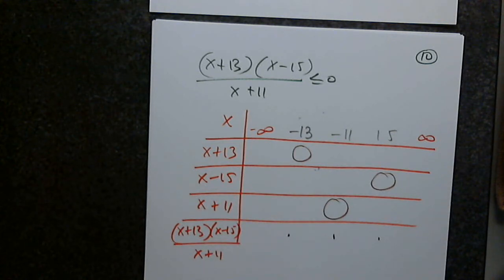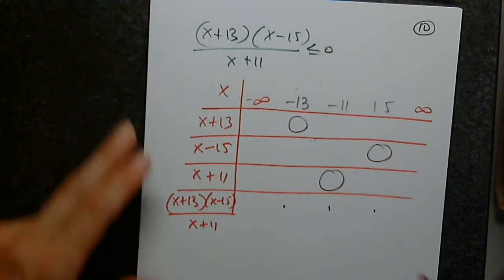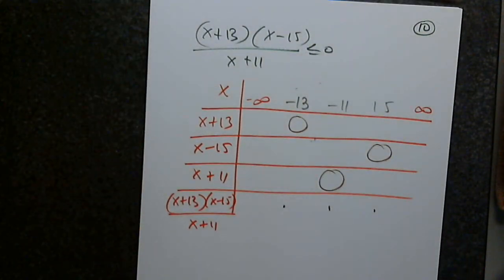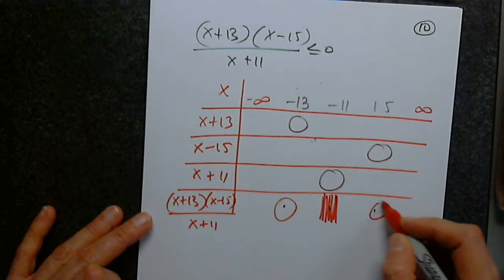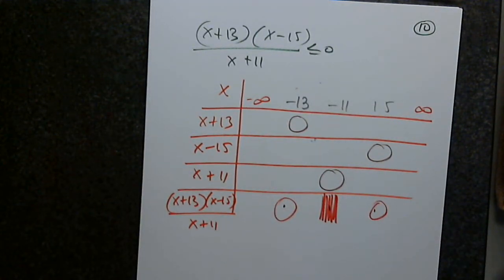Careful. It's a rational function. On the negative 11, what would you write? We just graphed rational functions and we didn't write 0 when the denominator was 0. We cannot. Undefined. When the numerator is 0, you can write 0, but when the denominator is 0, you cannot write 0.